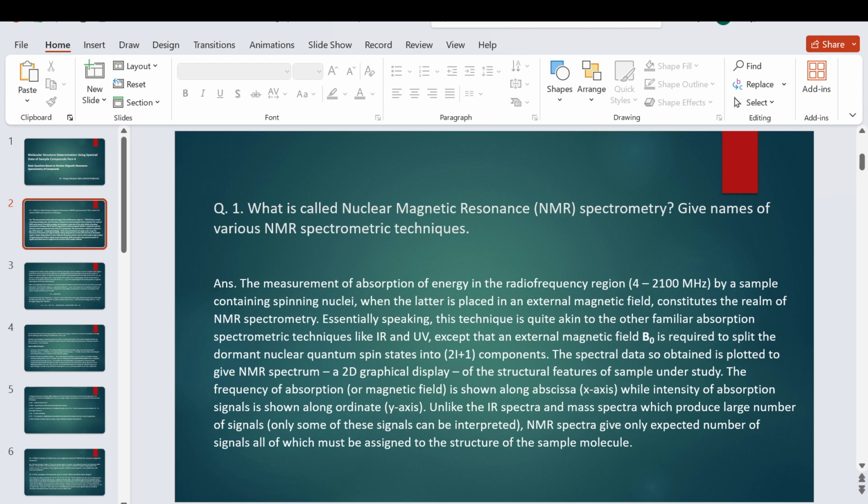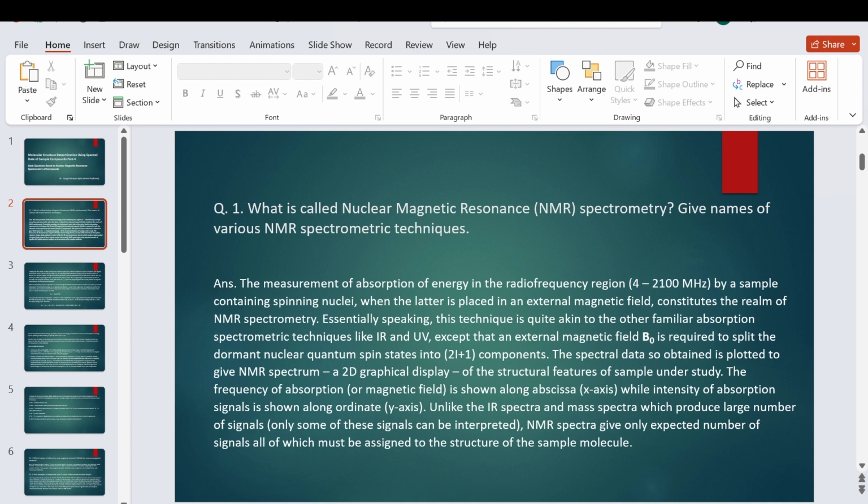Essentially speaking, this technique is quite similar to the other familiar absorption spectrometries like IR and UV, except that an external magnetic field is required to split the dormant nuclear quantum spin states into 2I plus 1 components. The spectral data so obtained is plotted to give NMR spectrum, which is a two-dimensional graph display of the structural features of the sample under study.